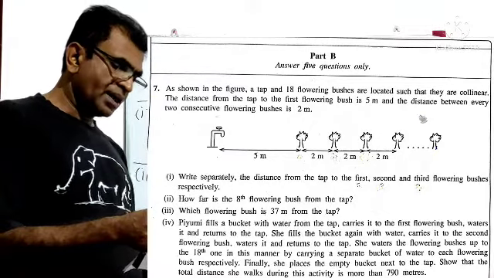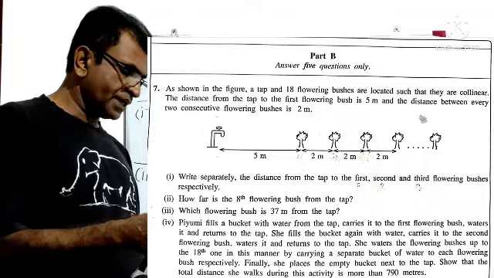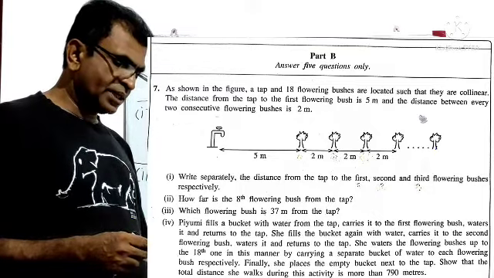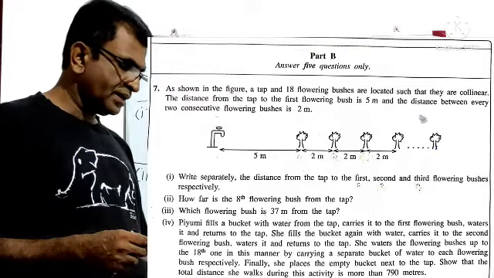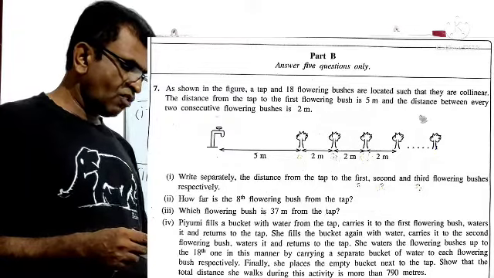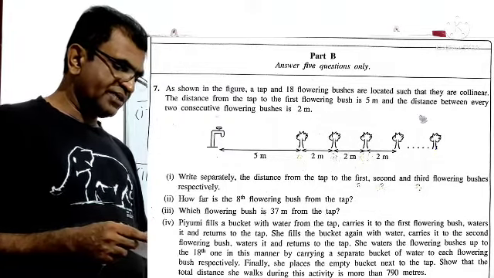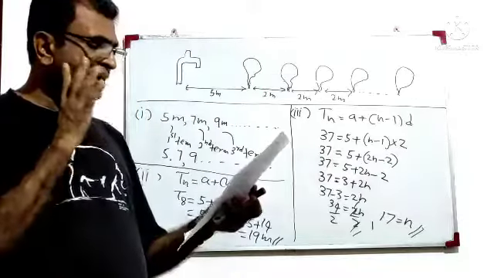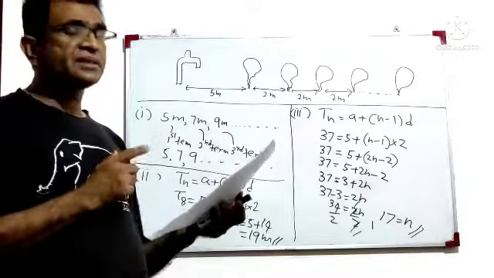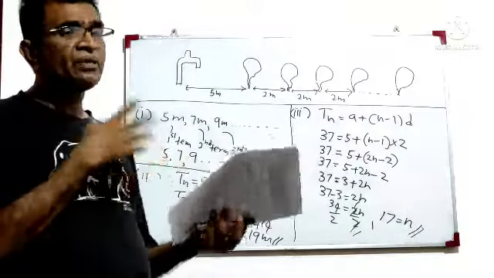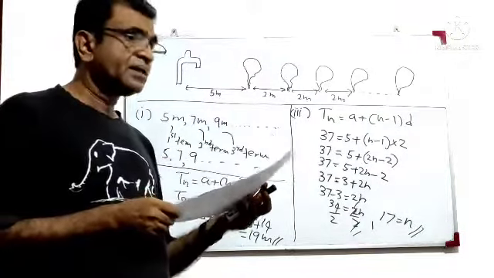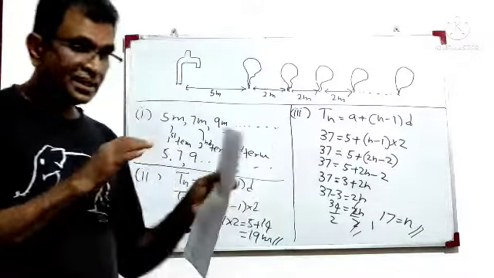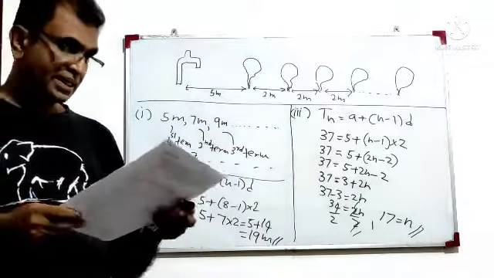separate bucket of water to each flowering bush respectively. Finally, she places the empty bucket next to the tap. Show that the total distance she walks during this activity is more than 790 meters. They didn't ask for direct answers. They also ask for more than or less than values. That is very important. You should understand the present trend of paper setting, right?